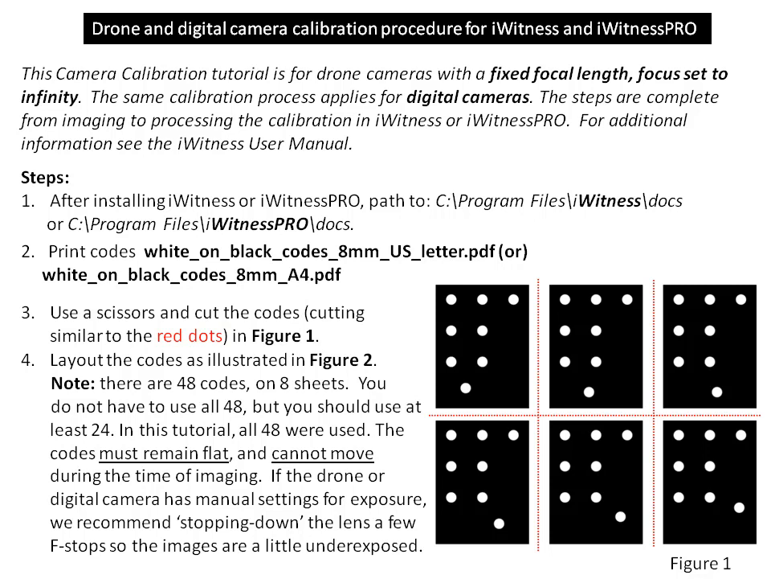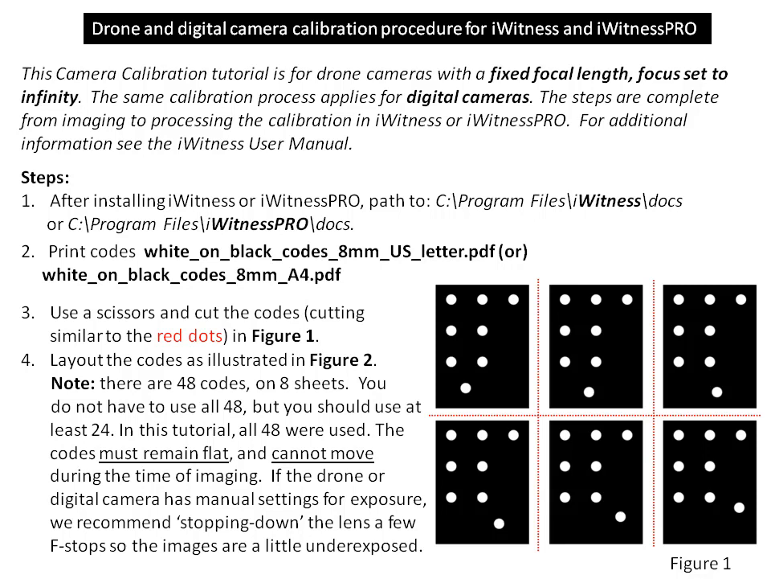Number 4. Lay out the codes as illustrated in Figure 2. Note, there are 48 codes, on 8 sheets. You do not have to use all 48, but you should use at least 24. In this tutorial, all 48 were used. The codes must remain flat, and cannot move during the time of imaging.